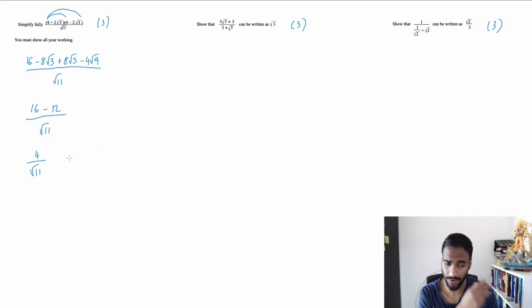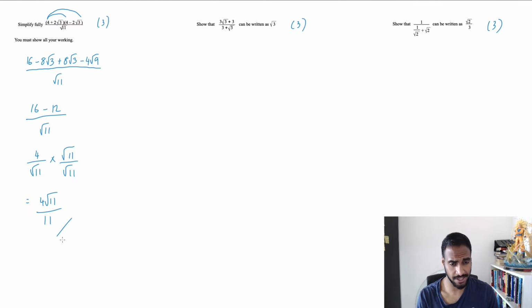And it's very simple. When we rationalize this, all we do is we're going to times the top and bottom by root 11. That's it. So if we do 4 times root 11, that's just 4 root 11. Remember, we can't times the 4 and the 11 because the square root is only on the 11. And then root 11 times root 11 is root 121. Root 121 is 11. That is your answer.